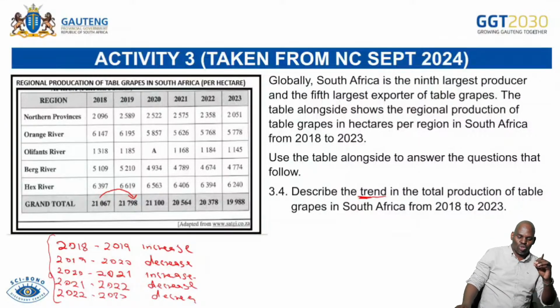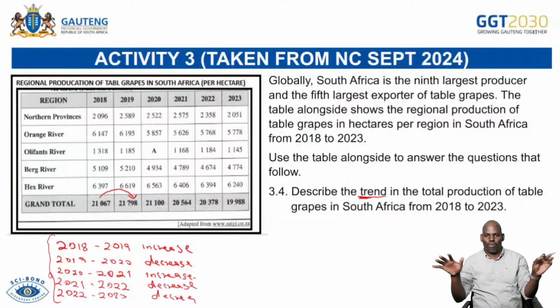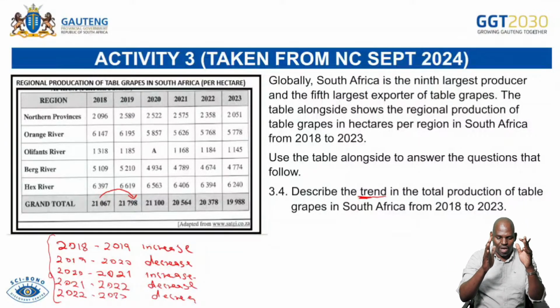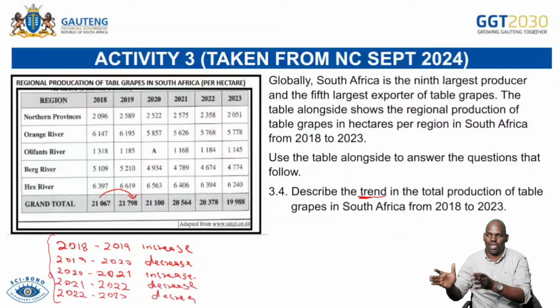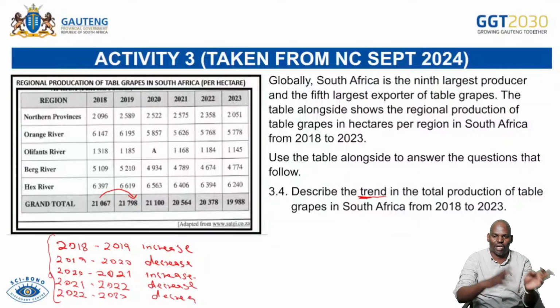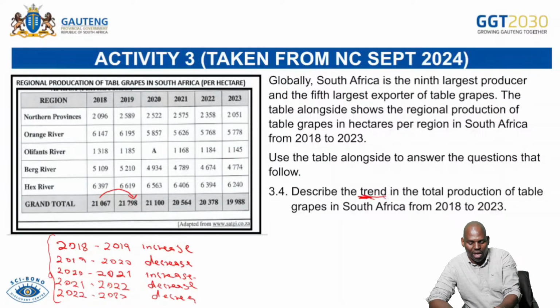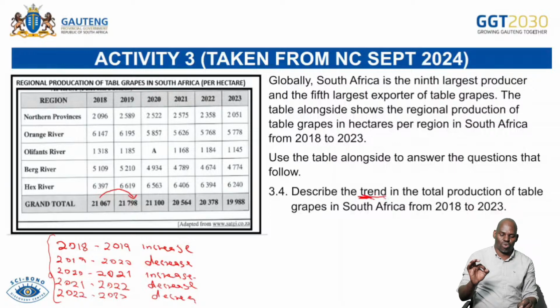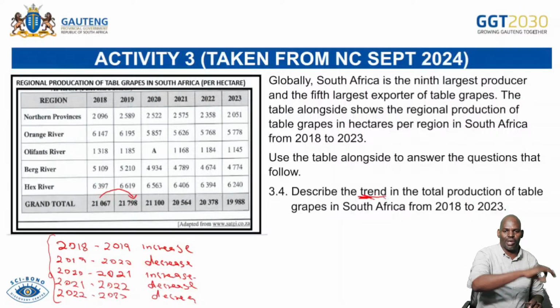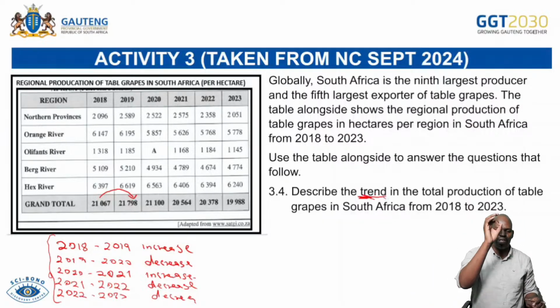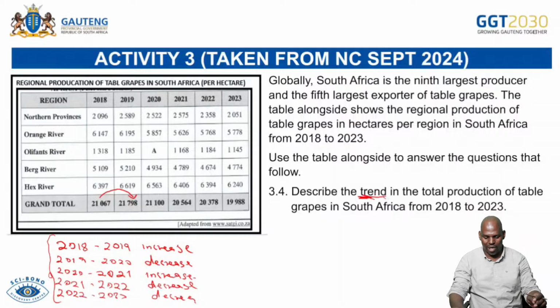So in this case, we've got only increase and decrease. We don't have two consecutive years where we can say from this year to this year the number did not change or was stable. It was just an increase and decrease. But what is important here is when the examiner asks you to describe the trend, you must know that the examiner means you must explain what is happening from one year to the other, or from one position to another position.